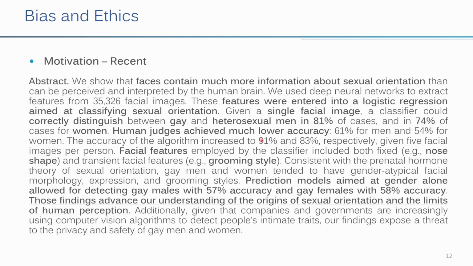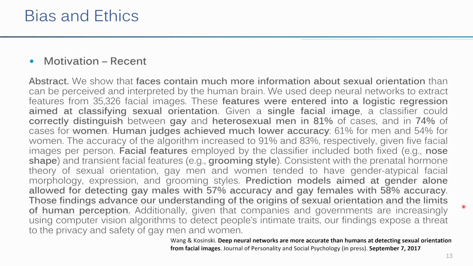Human judges achieved a much lower accuracy, and then we see that here they even say that prediction models aimed at gender alone allow for detecting gay males with 50% accuracy, and so on. This is quite a complicated statement, and you might think, well, this probably is from research done in the 1900s, maybe the 1960s or 70s or even before that. Well, unfortunately, that's not the case. This is abstracted from a paper called Deep Neural Networks Are More Accurate Than Humans at Detecting Sexual Orientation from Facial Images.